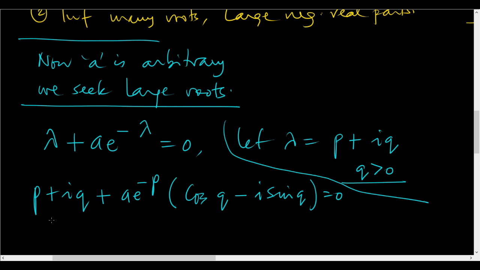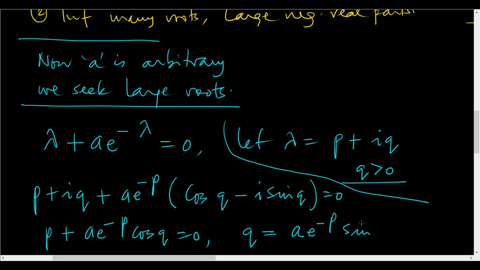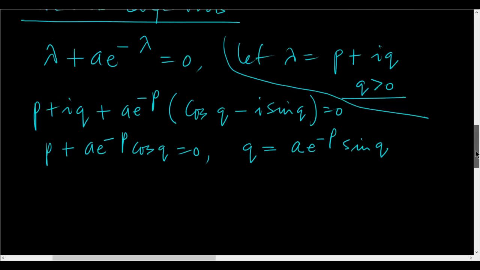Collecting real and imaginary parts, I have p plus a e to the minus p cos q equals 0, and q is equal to a e to the minus p sine q. In the analysis we just did earlier, where we were looking for a special a, p was 0. Now p is not 0, but q is big and possibly p is big. Their relative bigness we have to sort out, but let's continue and see how that goes.